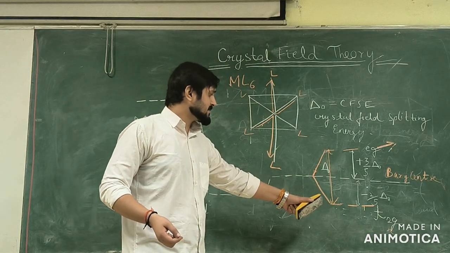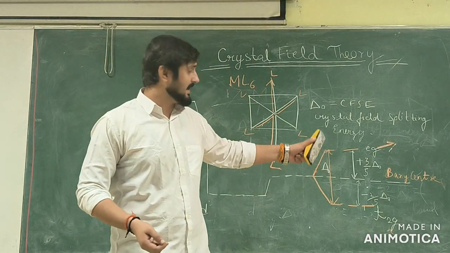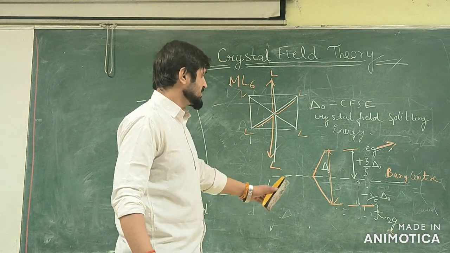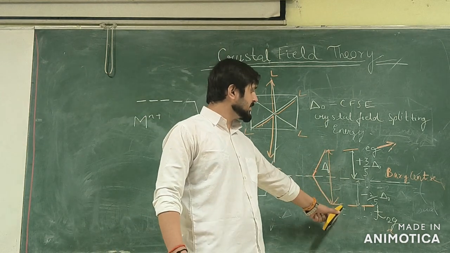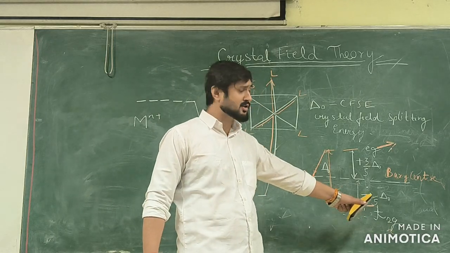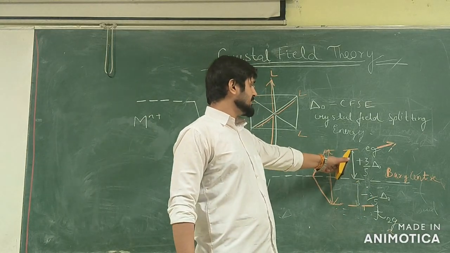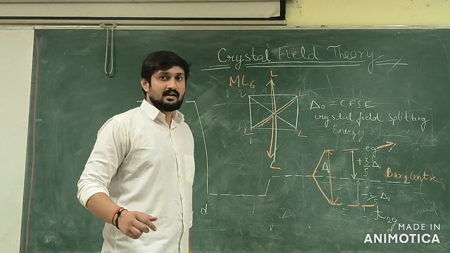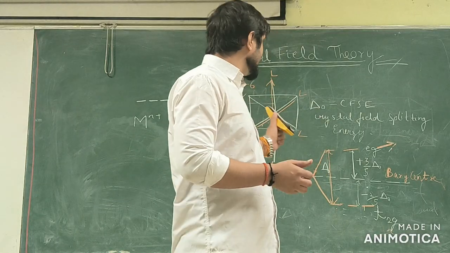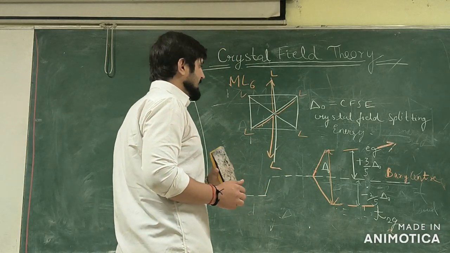The splitting will give rise to two levels. One is the T2g level and the other is the Eg level. The energy from the barycenter to the T2g level is minus 2/5 delta naught, and from the barycenter to the Eg level is plus 3/5 delta naught. This is all about the crystal field splitting of octahedral complexes.